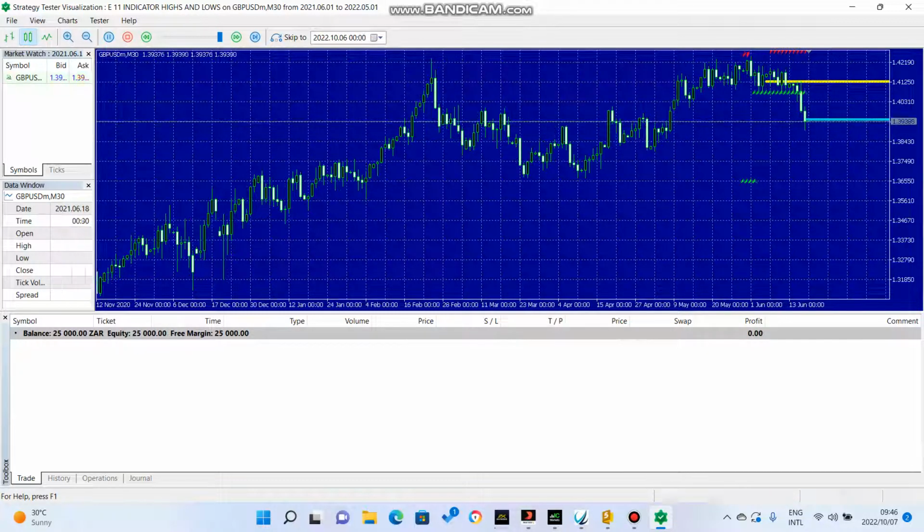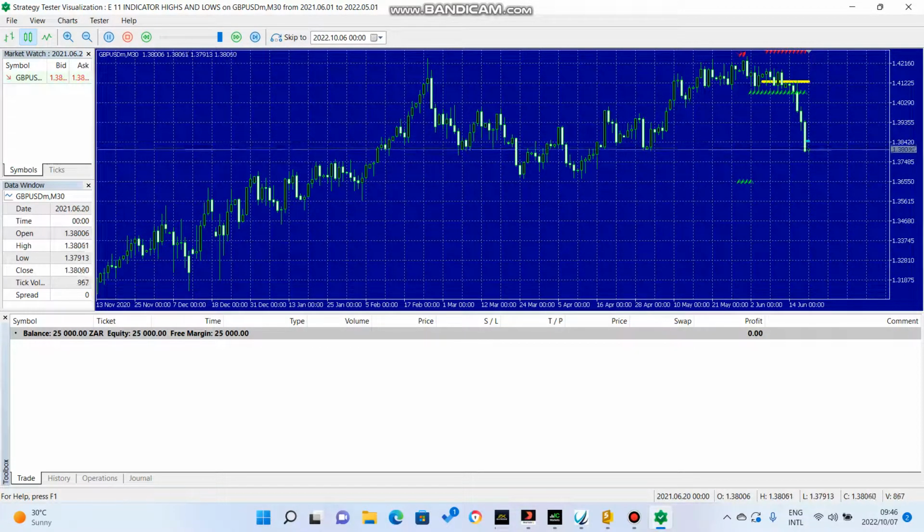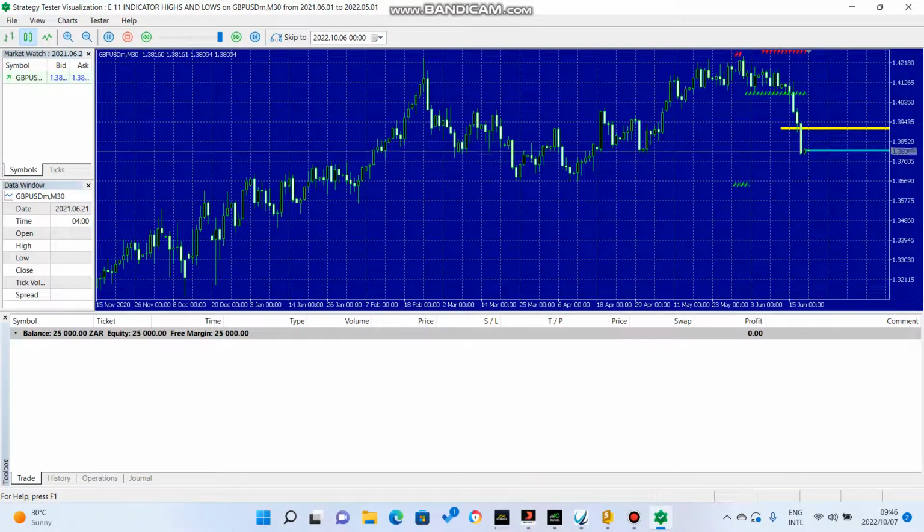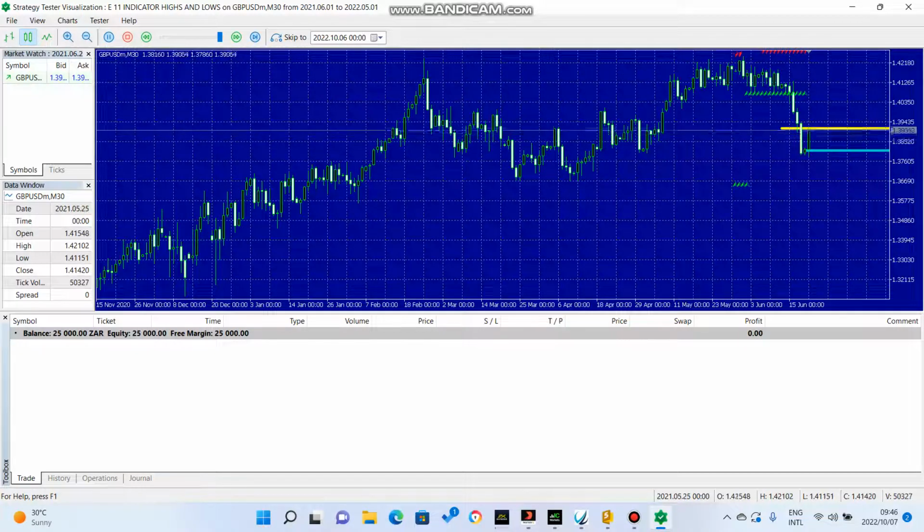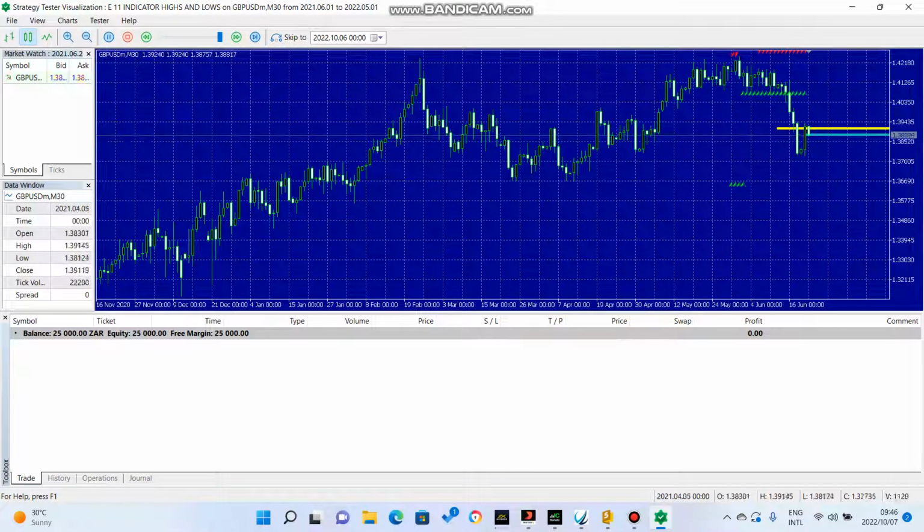This is an area where we take our sell trade. Look at that. Price is still below our daily, so we still focus on selling. This is a very important thing. This indicator is a wonderful indicator which I've coded, and it will help.